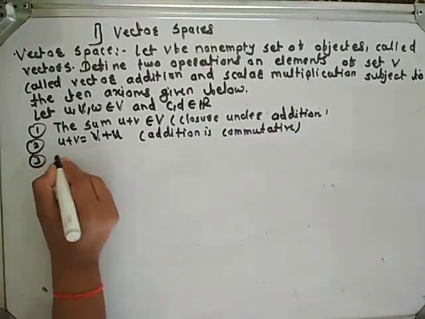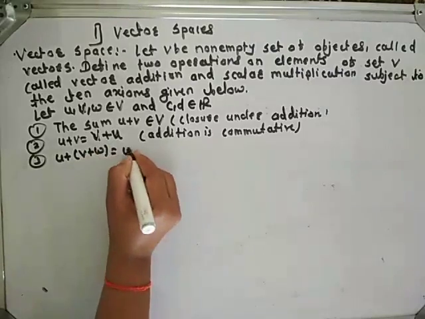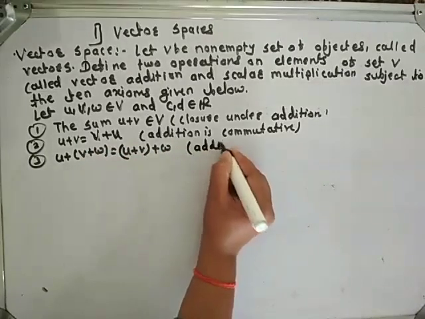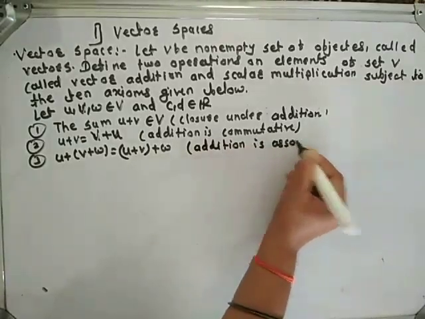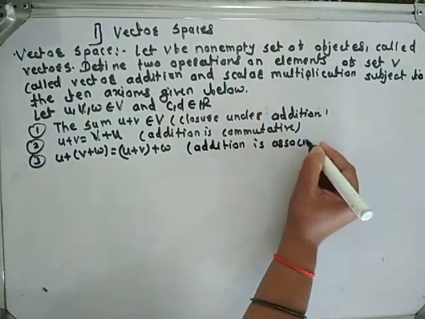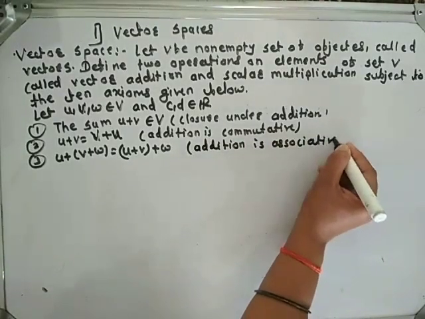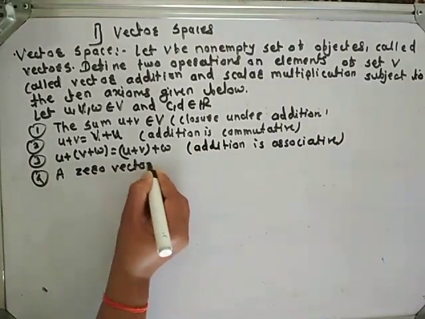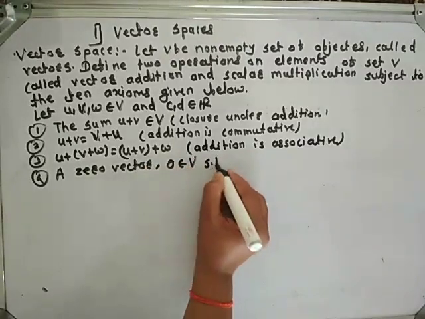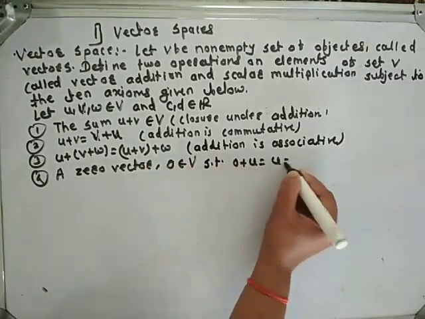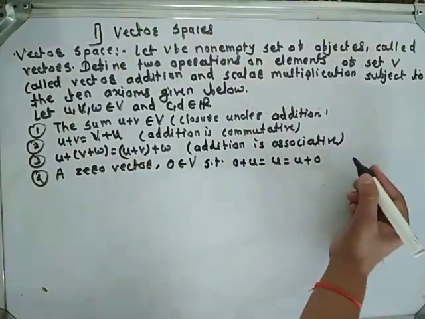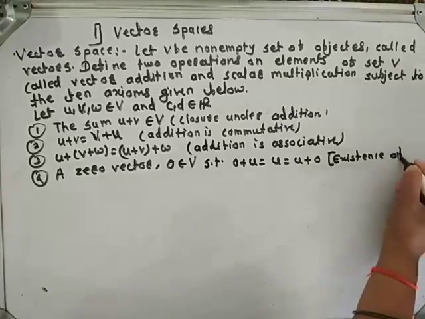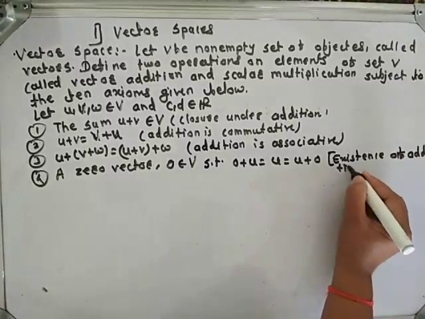The third one is (u plus v) plus w is equal to u plus (v plus w). Addition is associative, or associativity of addition. The fourth is a zero vector. 0 belongs to V such that 0 plus u is equal to u, which is equal to u plus 0. Existence of additive identity.